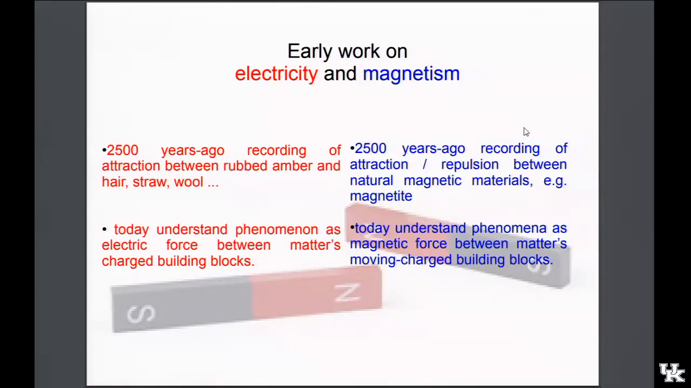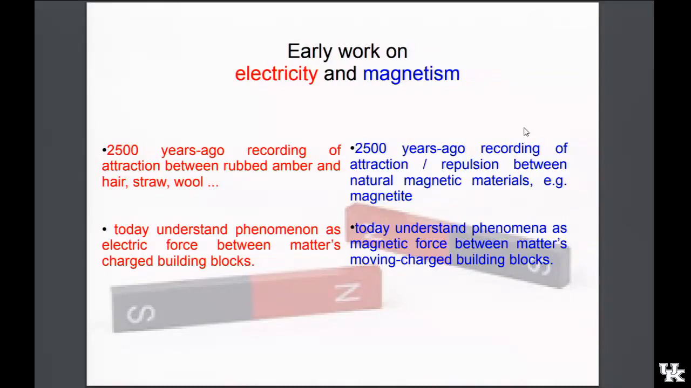Those ancient Greeks from Athens and wherever, they also documented, they were the first to document magnetism. So they observed, they discovered materials, called magnetite, that would attract and repel one another. And we now understand that as magnetism. So we have to thank the ancient Greeks for both the first documentation of electricity and the first documentation of magnetism.